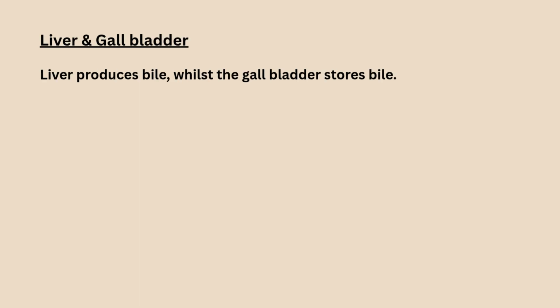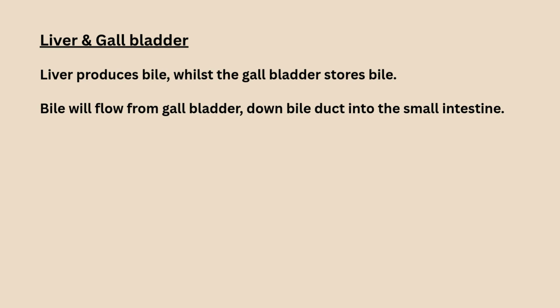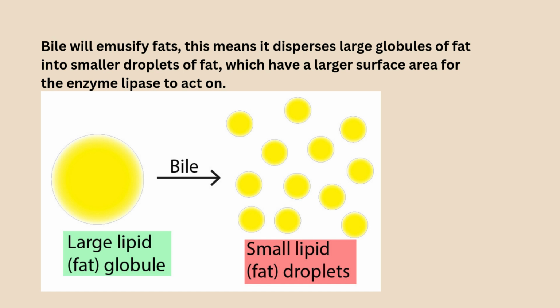The liver produces bile, whilst the gallbladder stores bile. Bile will flow from the gallbladder down the bile duct into the small intestine. Bile will emulsify fats. This means it disperses large globules of fat into smaller droplets of fat, which have a larger surface area for the enzyme lipase to act on.